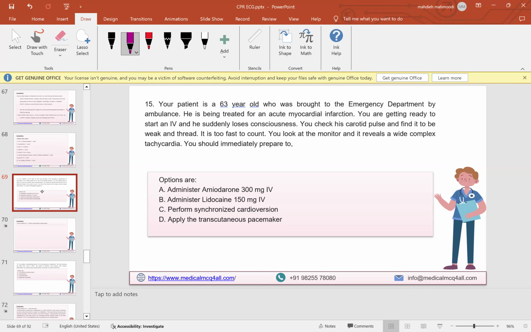Your patient is a 63-year-old who was brought to the emergency department by ambulance. He's being treated for an acute myocardial infarction. You are getting ready to start an IV, and he suddenly loses consciousness. You check his carotid pulse and find it to be weak and thready. It is too fast. You look at the monitor, and it reveals a wide complex tachycardia. What do you do? Amiodarone, lidocaine, synchronized cardioversion, or pacemaker? Option C, synchronized cardioversion.